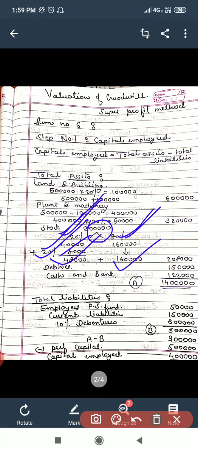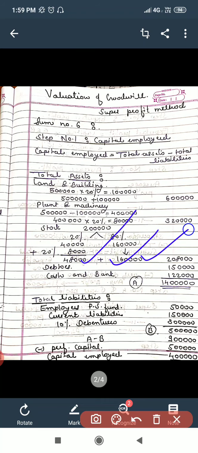Then 1,68,000 plus 60,000 plus 48,000, you will get the ultimate stock of rupees 2,80,000 over here. The next asset is debtors. Debtors we have been provided with 1,50,000, and as such there is no additional information, so we will take it at the balance sheet value itself.